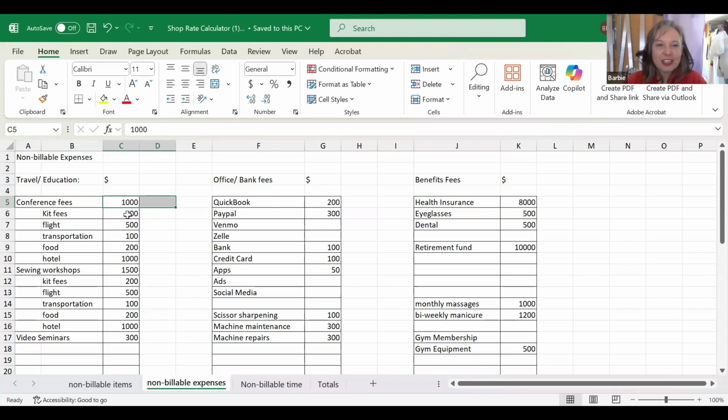Exactly. Conference fees, there's usually kit fees involved somewhere. What is your flight or your driving time for that? Your transportation to and from the airport or around town, if that's your thing. How much food are you spending? How much did your hotel cost? All of those are expenses for your conference fees.